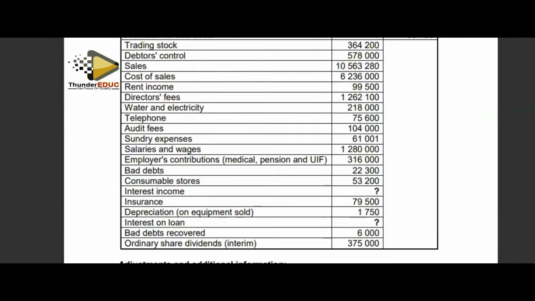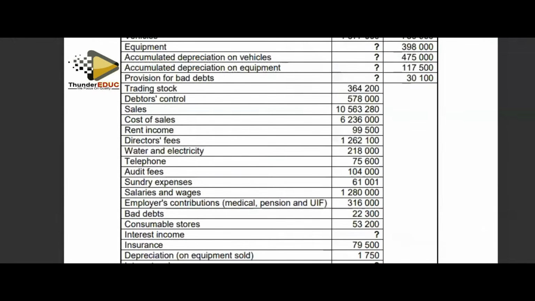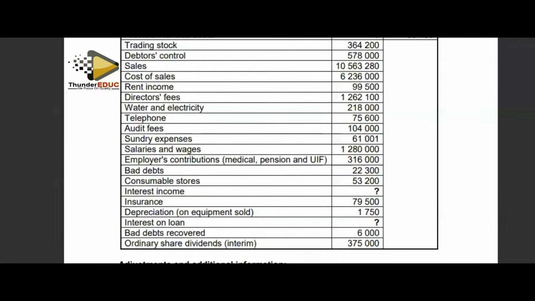Where is our cost of sales? Cost of sales is given as 6,236,000. Okay. Then we need to check if there is any additional information affecting our cost of sales. Remember, we said that cost of sales is the price we paid to buy this what? This stock. Okay. So we need to check if we returned some goods that were damaged or we had some freight charges. Talk about if we imported our goods, freight charges.